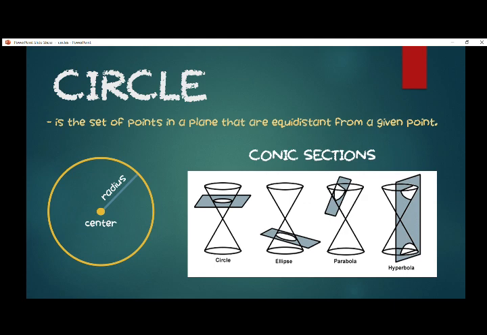And then when the plane intersects the cone horizontally but is slightly tilted, magre-result siya sa ellipse. And when the plane intersects the cone diagonally, siya ay magre-result to parabola. And then when the plane intersects the cone vertically, siya ay magre-result to hyperbola.